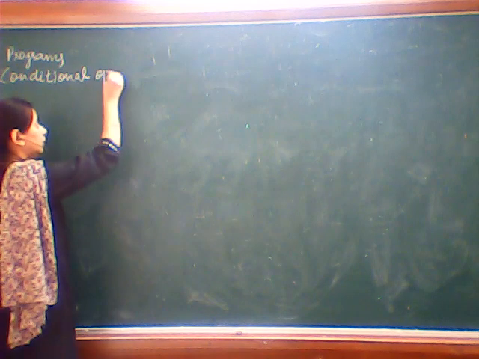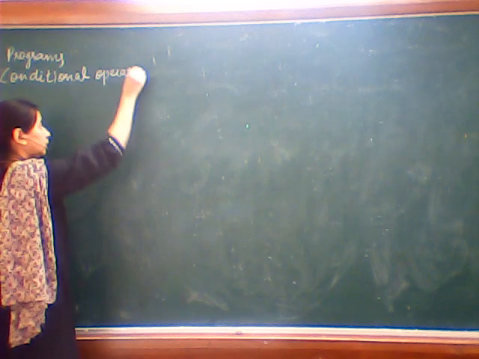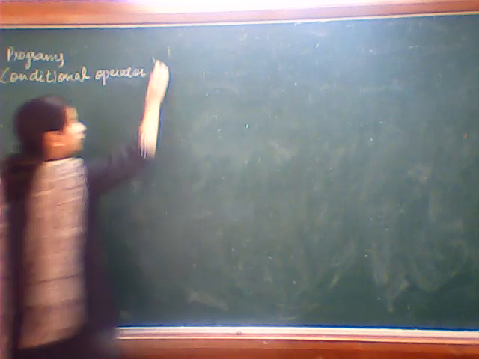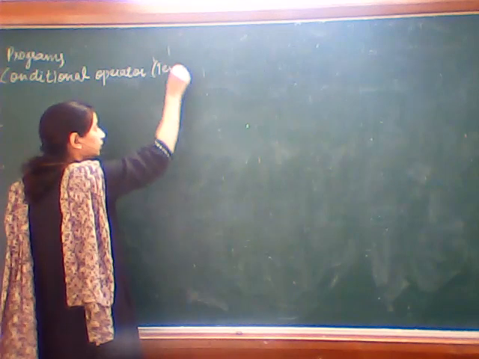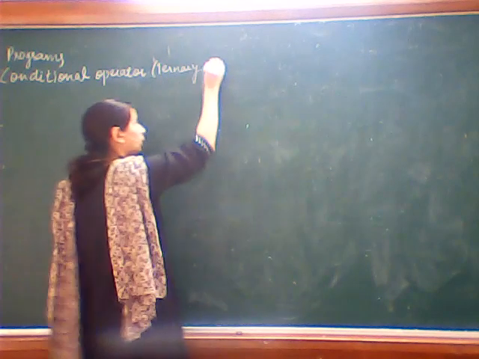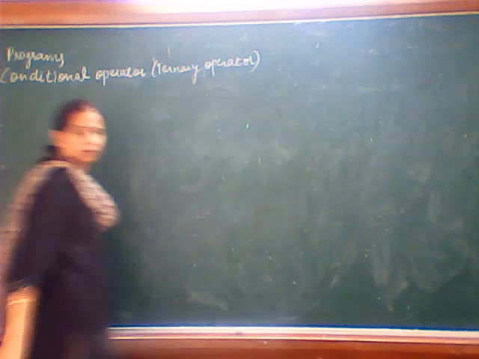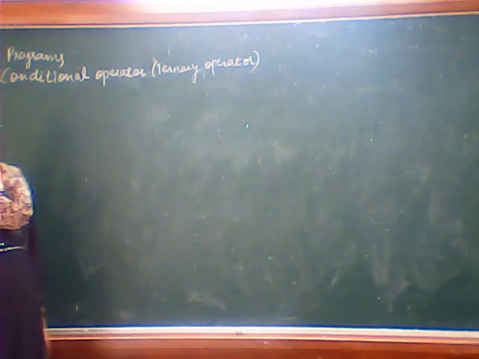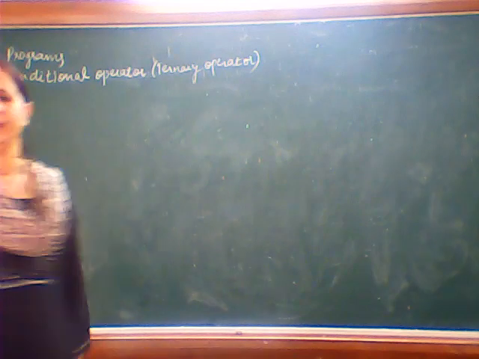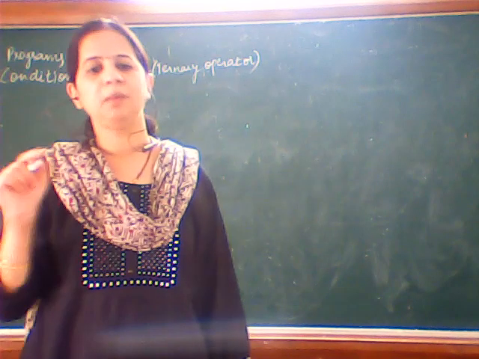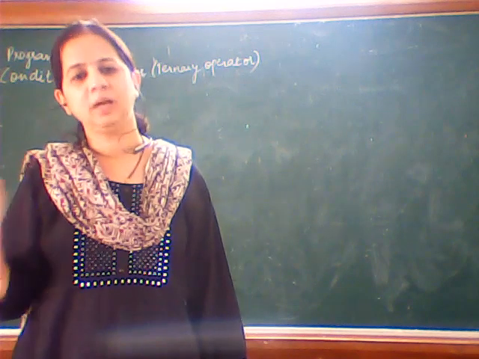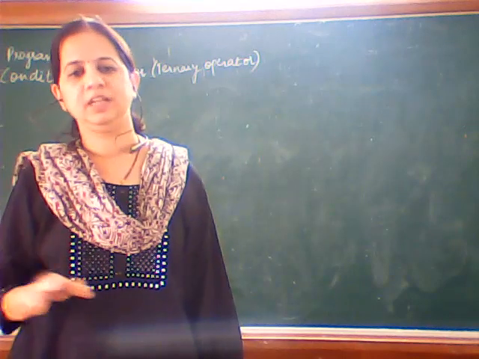It is also an example of a ternary operator. So we all must know which is the ternary operator and how it works. In C, the ternary operator that we have is question mark and colon. Question mark and colon together is called the conditional operator.